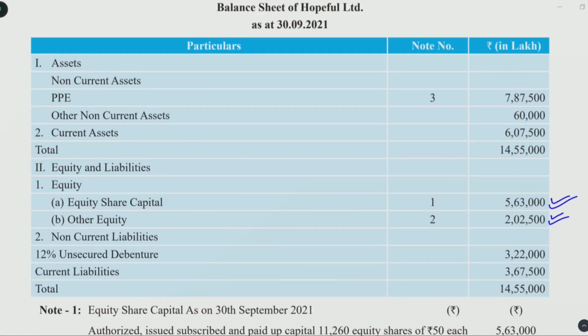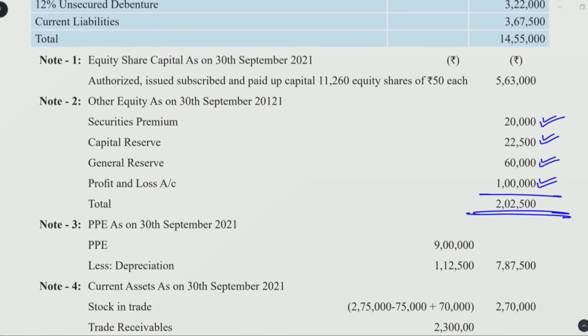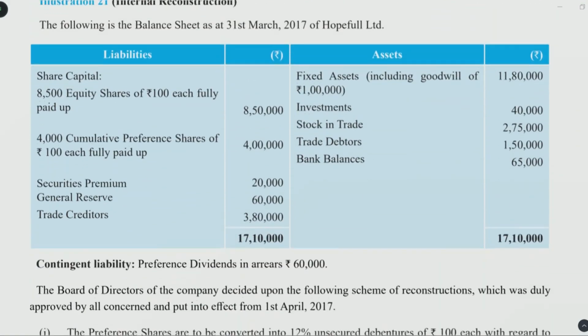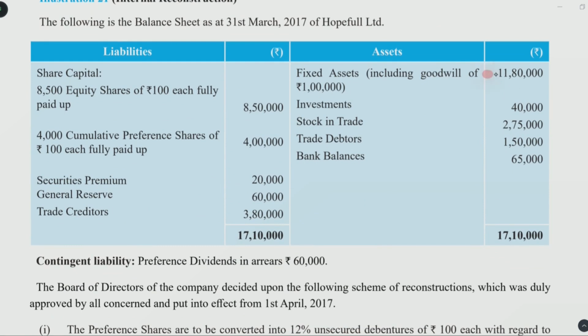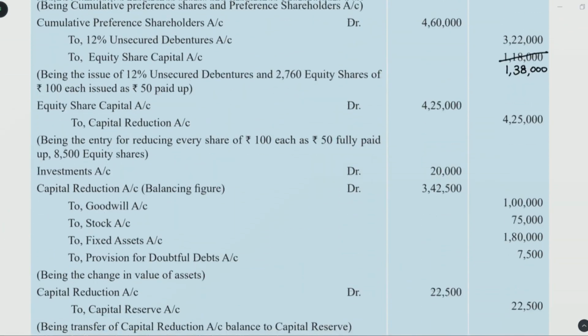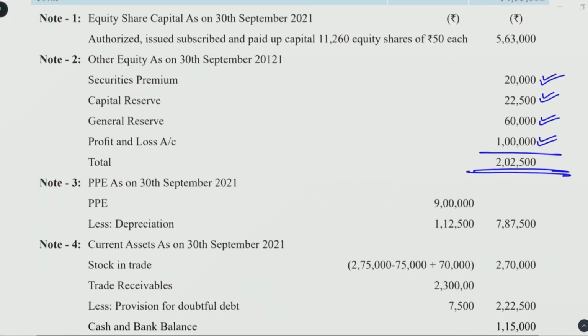The next thing in the note that is given to you is about property, plant and equipment. Let us look into one thing. What is the original balance of property, plant and equipment given to you? It was 11,80,000 of fixed assets including goodwill. Goodwill you have written off. So out of 11,80,000, 1 lakh gone. So 10,80,000 remains, and you have reduced your fixed assets by another 1,80,000. So what will remain is only 9 lakhs, correct?